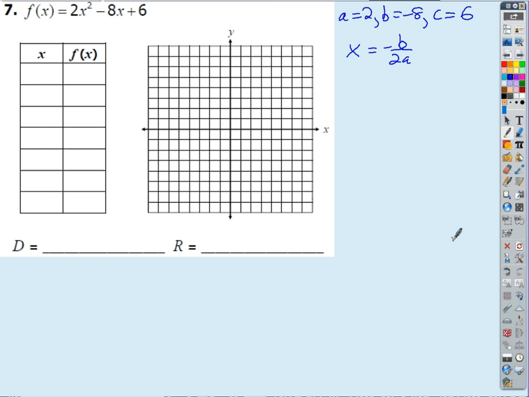So what do we get? 2. Good, I'm going to get positive 8 over 4 equals 2. So then y is going to be what I get when I plug 2 into my function. So what's that going to be? What's f of 2?